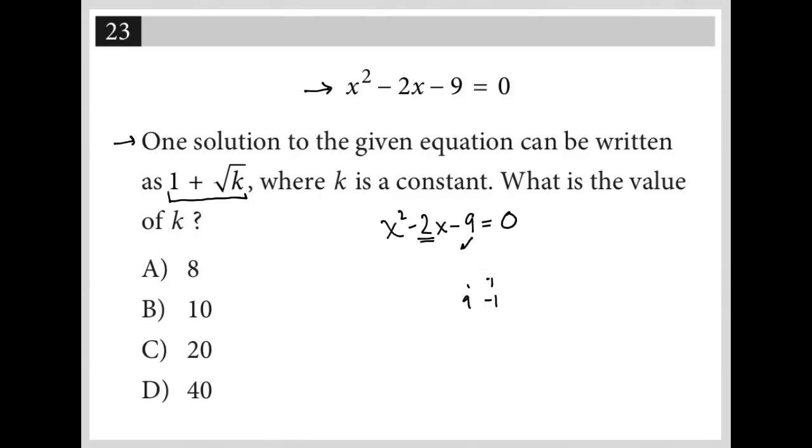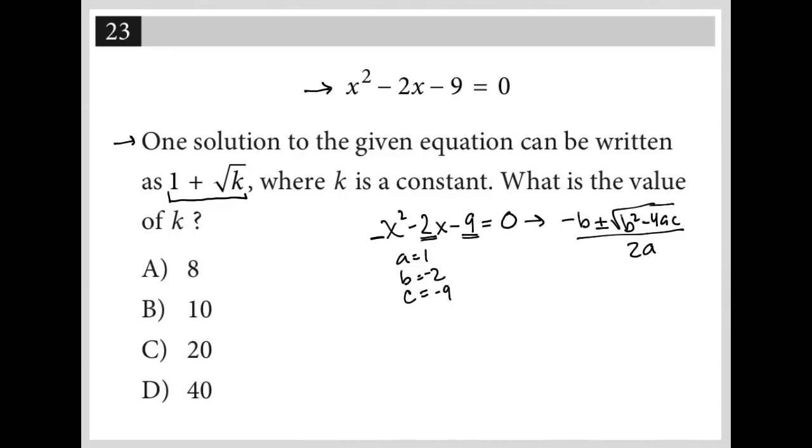So I need to use a different method for solving for x here, which would be the quadratic formula, which is negative b plus or minus the square root of b squared minus 4ac, all over 2a. Hopefully that looks like review for you. And for us, our a value is 1, right? Because there's no coefficient in front of the x squared. Our b value is negative 2, which comes from the coefficient in front of x. And our c value is negative 9, which comes from our integer here at the end.